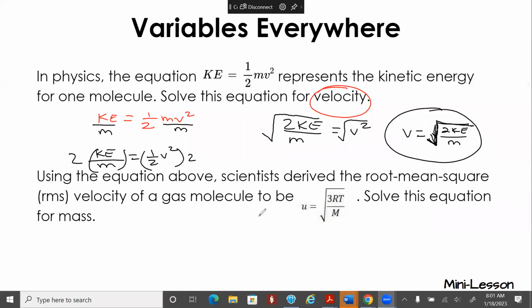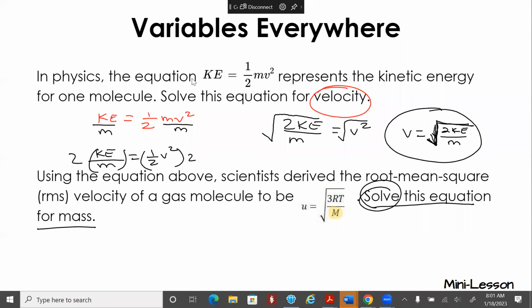All right. So using the equation above, scientists derive the root mean square, RMS, velocity of a gas molecule to be this. Solve this equation for mass. Okay, let me be honest with you. They're going to write out a really long paragraph to try to confuse you. All you really need to focus in on is what are they asking you to solve. You're looking for the action word that they want you to do. They want you to solve this. So they want you to get m by itself, right? Okay, but m's in the denominator and m is underneath the square root.